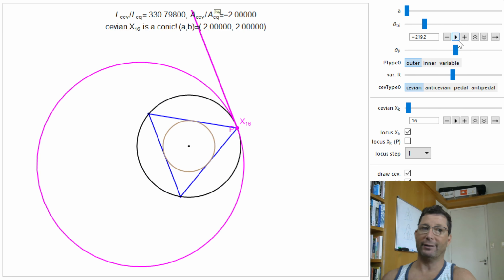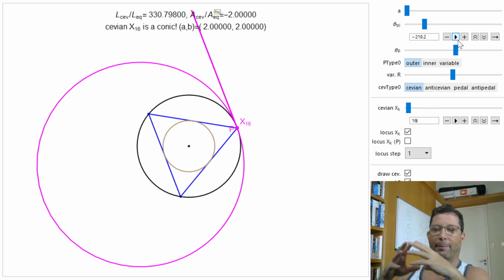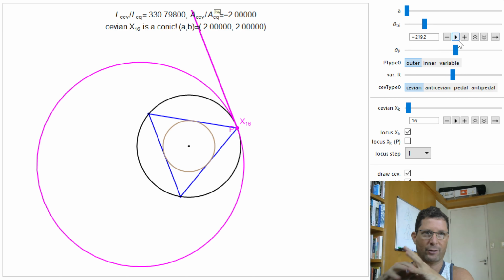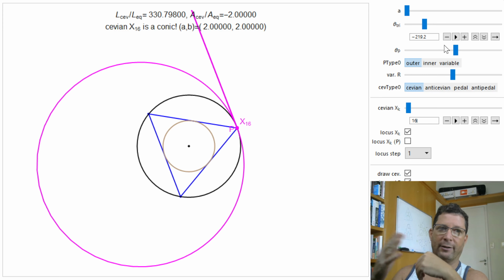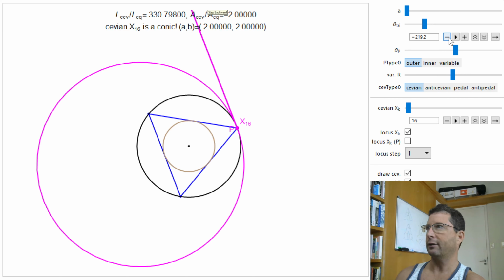Okay, there are many results related to this. There's a couple of things that I can do here, and I'm going to do them in future videos. You can actually apply an affine transformation to the circumcircle and see which properties remain true. And you can also change the location of P to the inner circle, or actually to a variable radius circle, so a circle that would be in between the inner and the outer circle. But I shall do this in the next videos.